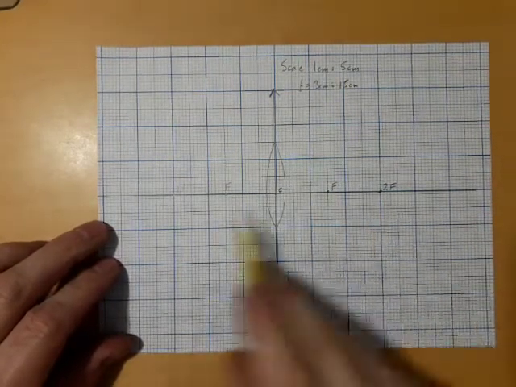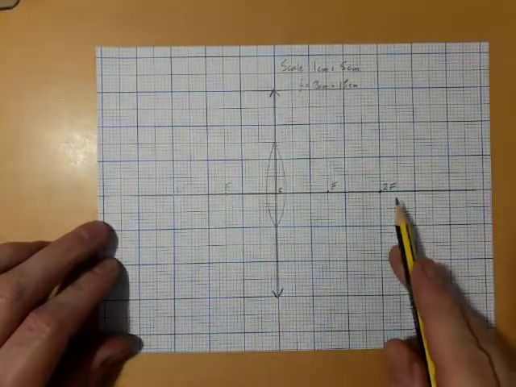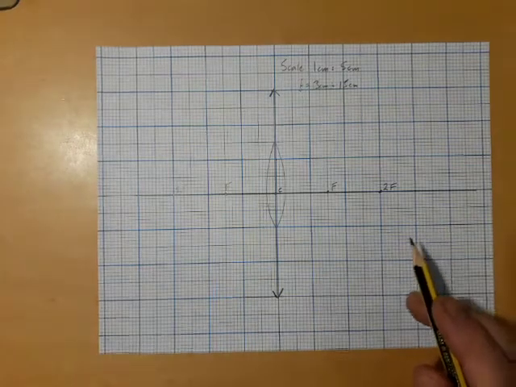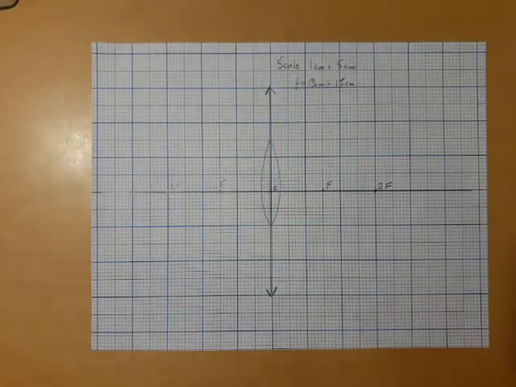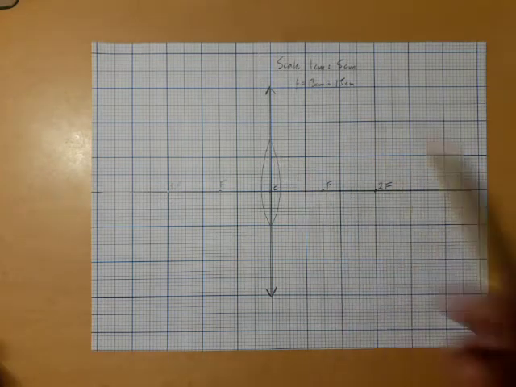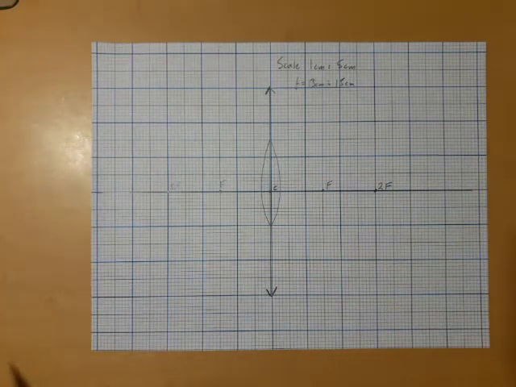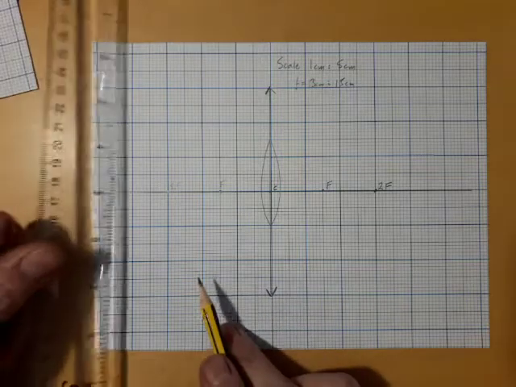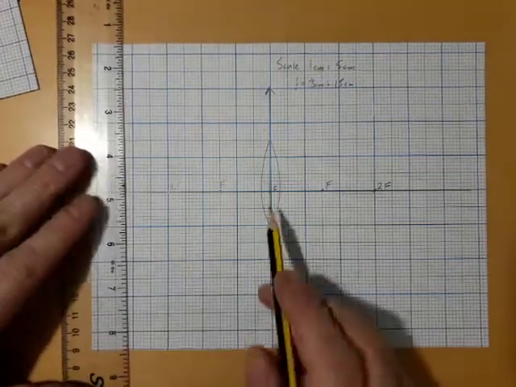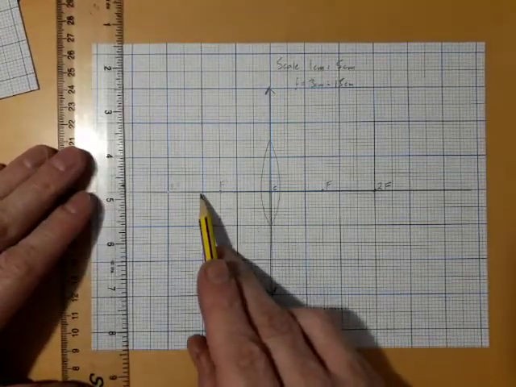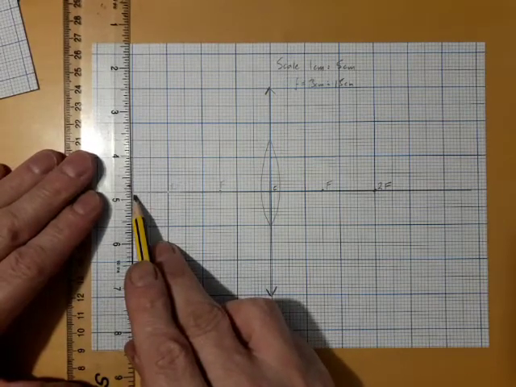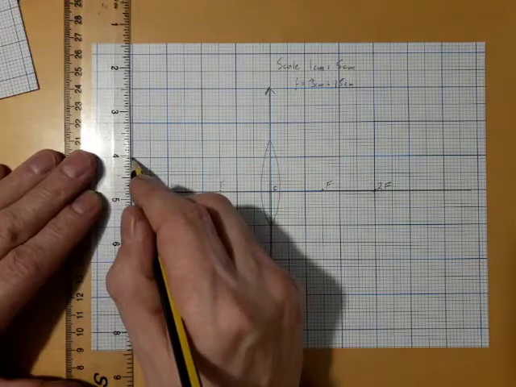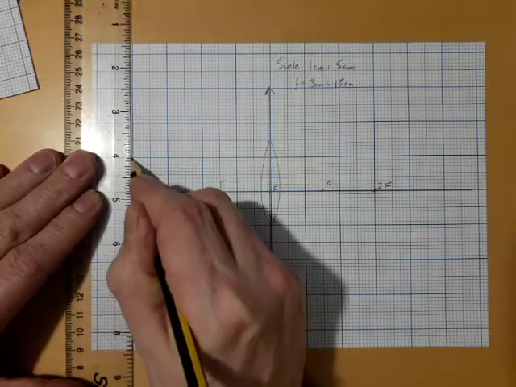Okay, so here's where we've got to. We'll set up the lens and the axes and F and 2F and so on. Now, we want to put the object beyond 2F. So we'll put the object at 40 centimeters. So that's 5, 10, 15, 20, 25, 30, 35, 40 centimeters from the lens. And we will make the object 2 centimeters high.